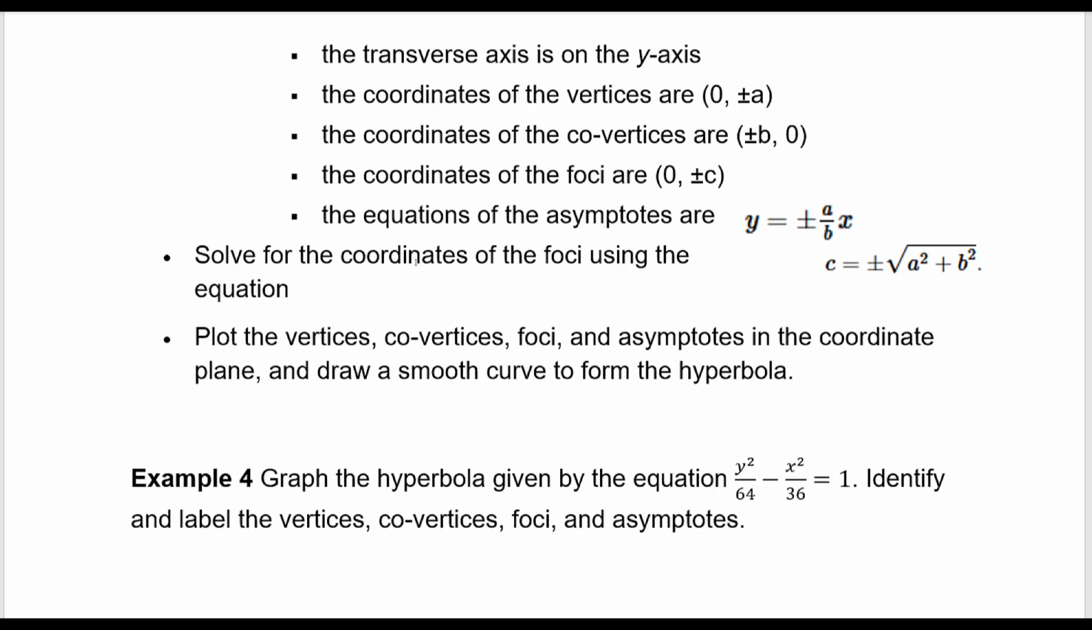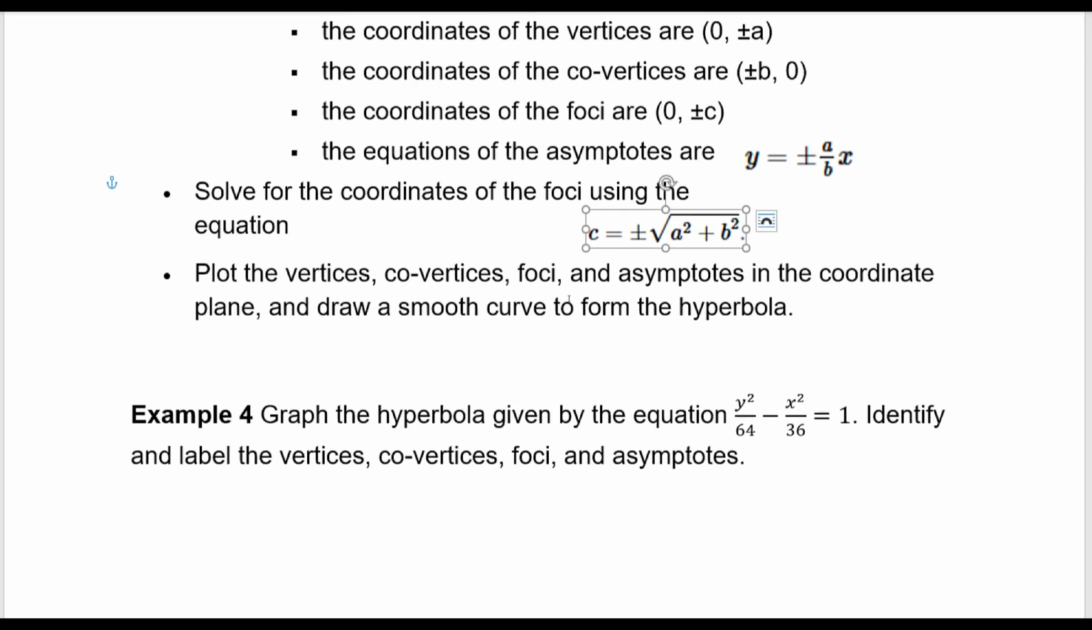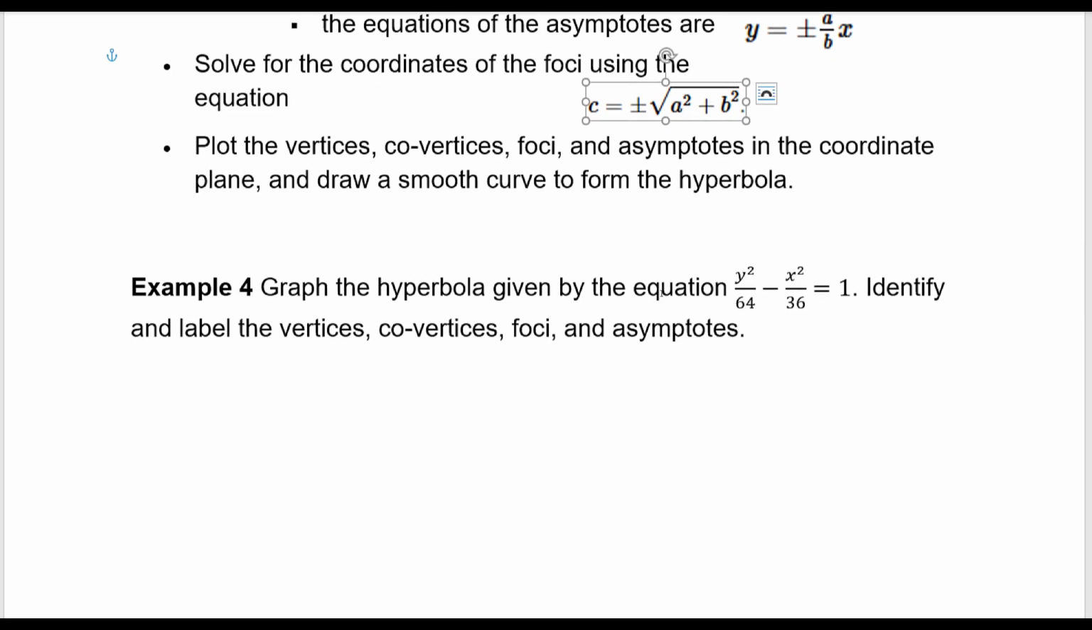And then solve for the coordinates of the foci using the equation c equals plus or minus the square root of a squared plus b squared. And then plot the vertices, covertices, foci, and asymptotes.